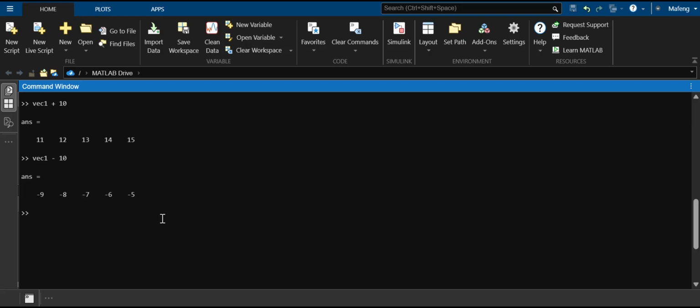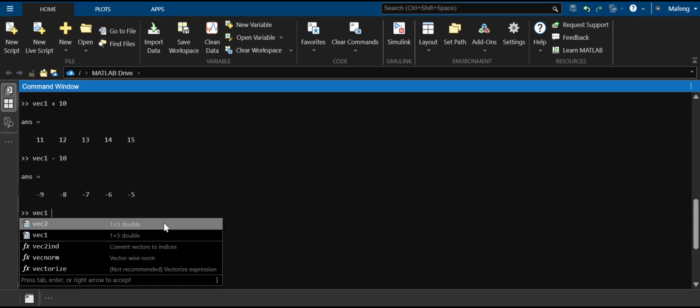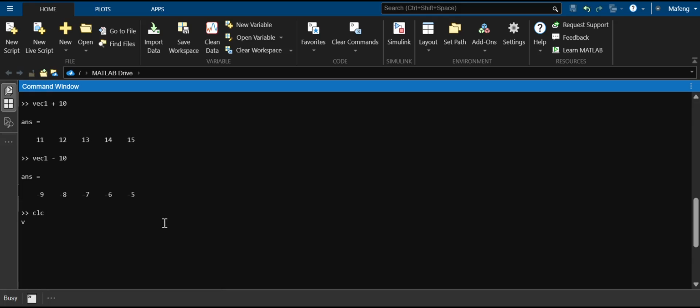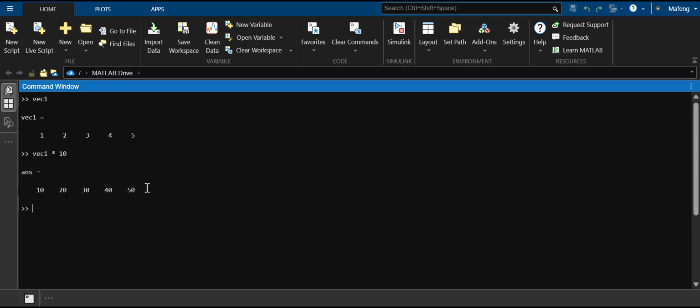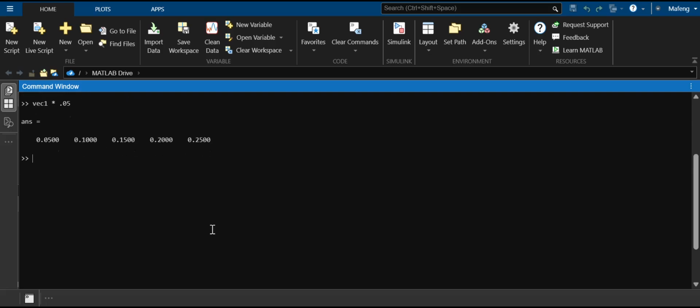Okay, so let's now move on to multiplication. So let's say you have a vector. Let's just use vector 1 still. So vector 1, I want to multiply by a scalar. Right? So let's say by 10. So what this is going to do is multiply each element in my vector by 10. So it'll be 10, 20, 30, 40, 50. Right? Multiplied by a fraction, it's going to multiply each element by that fractional number.